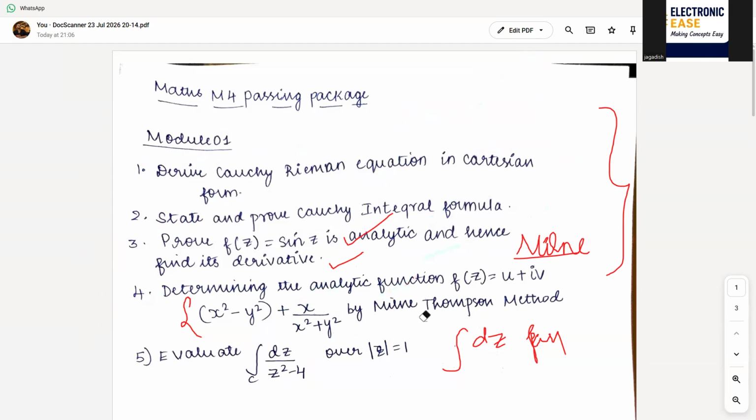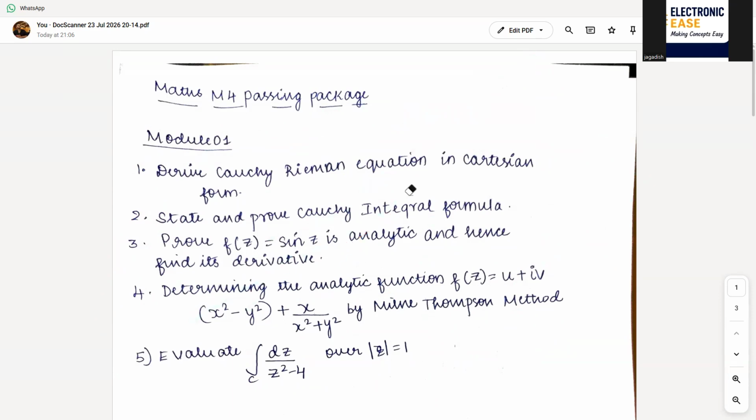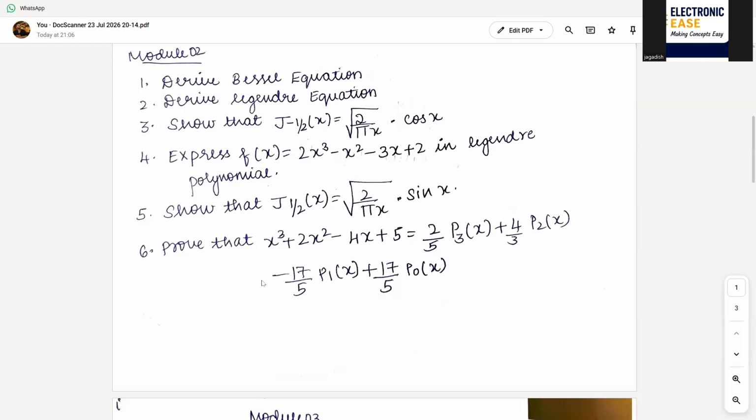In module 2, module 2 is basically the Legendre and the Bessel's equation. For Legendre and Bessel's equation, only the derivation is very important: the derivation of Bessel's equation and the derivation of Legendre equation. They will either give the equation, or just ask you to derive the Bessel equation and Legendre equation. That is the Legendre polynomial. So don't get confused between the Legendre and the Bessel.